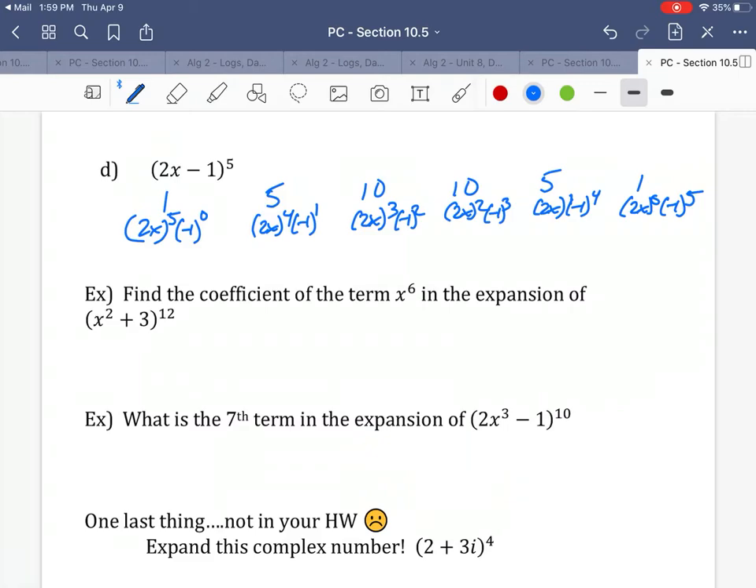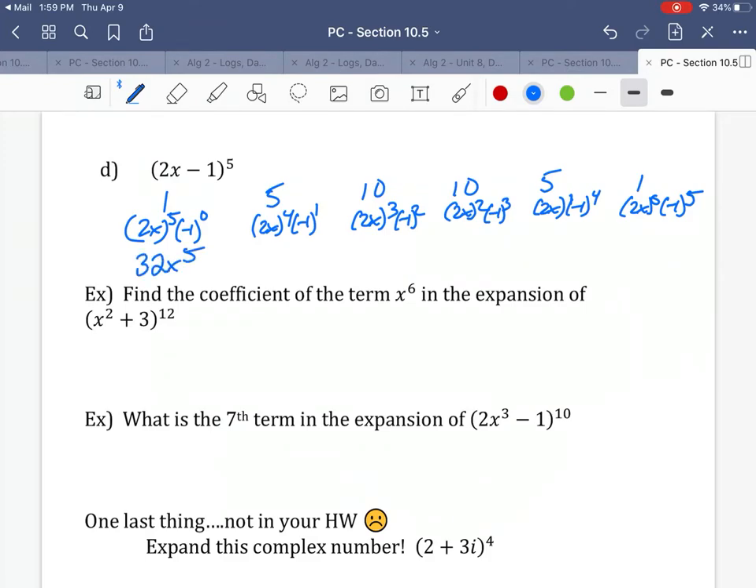All right, and so remember this 1, 5, 10, 10, 5, 1, those are multiplying by these pieces. So let's see what we got. So I have 1 times 2x to the fifth times negative 1 to the 0. Well, 2x to the fifth is going to be 32x to the fifth, so times 1, and then negative 1 to the 0 is 1 again. So I have 32x to the fifth.